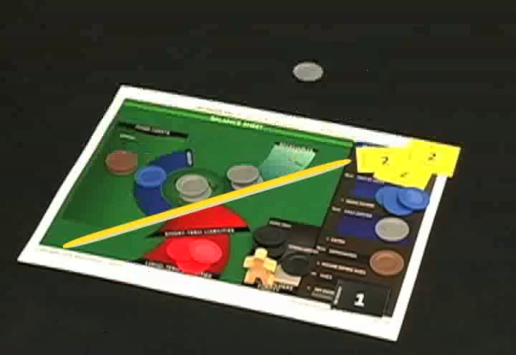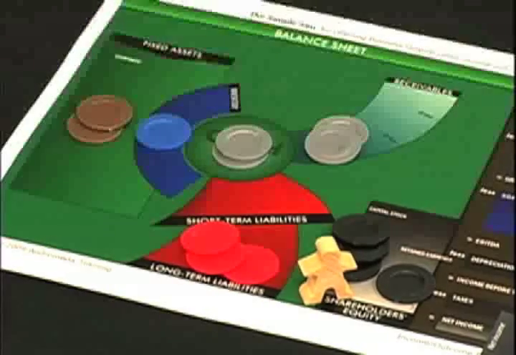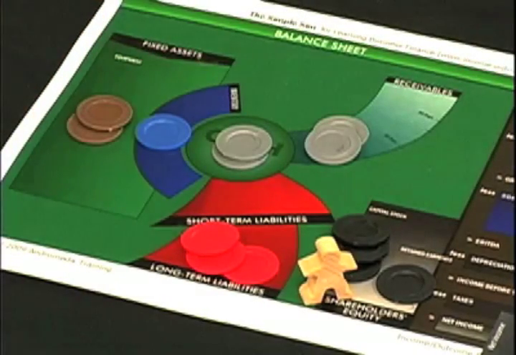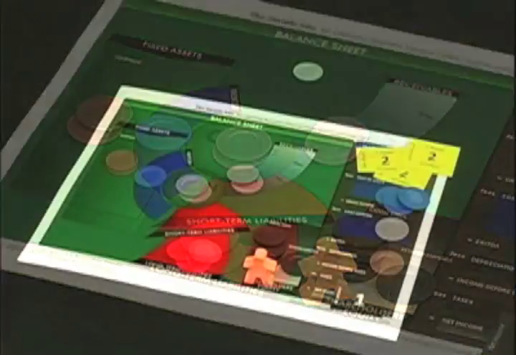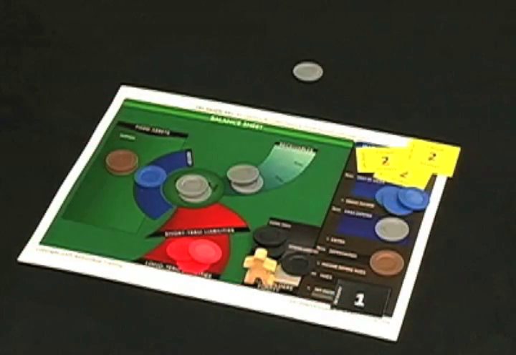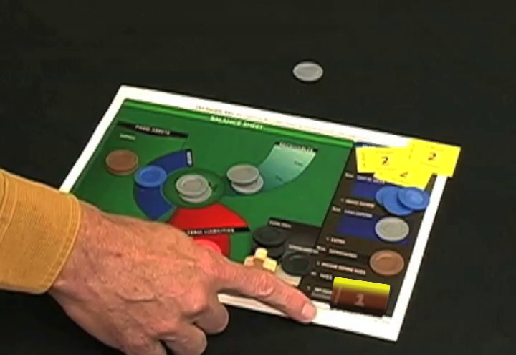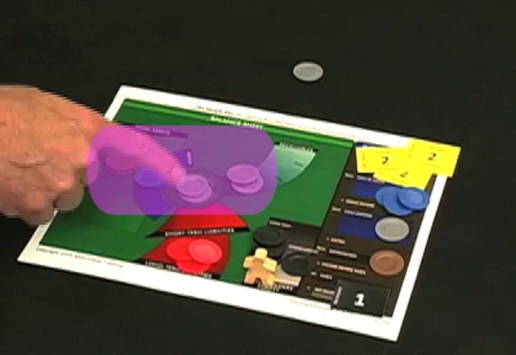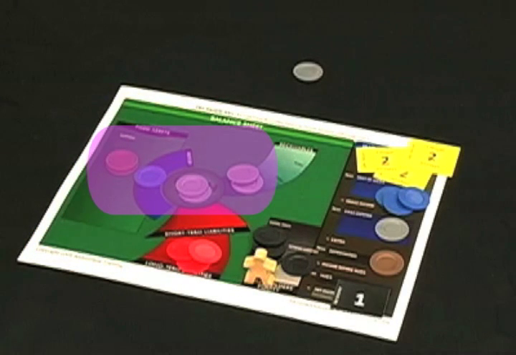Pretty good. You started with an investment of 3, and you've grown your black chips to 4. You've got less cash than when you started, and you owe the bank some money, but you're still ahead. And you can see your return on assets. 1 in profit from 7 in assets, or 14%.